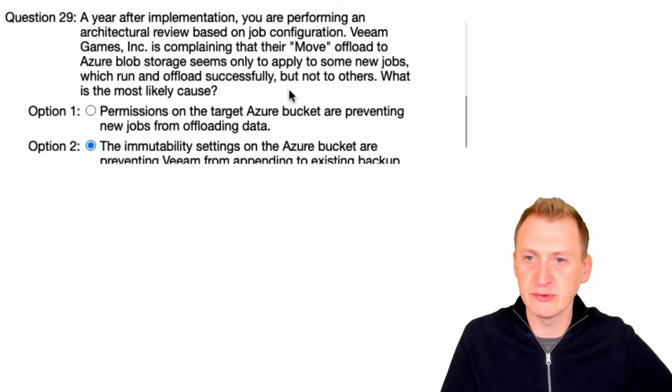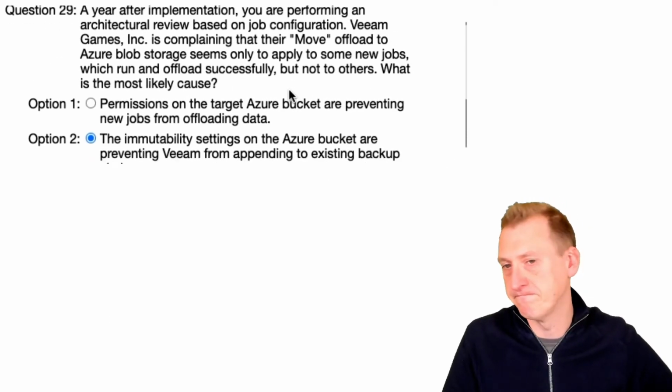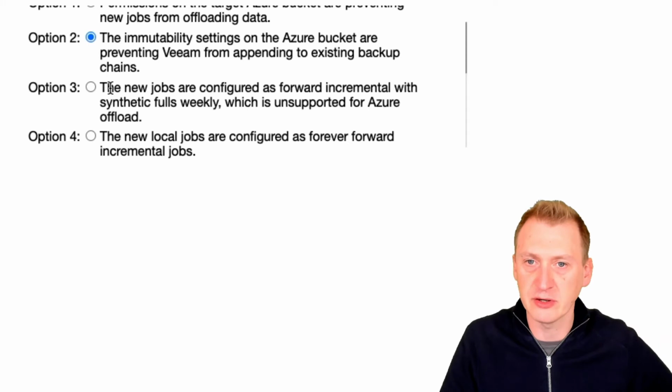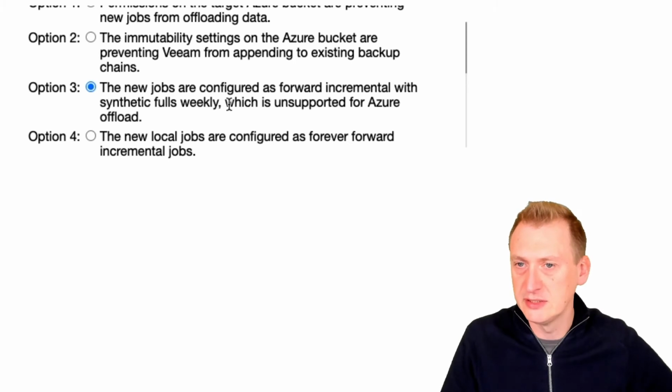Well, here we're doing move. So we're not making changes to anything. We're just moving files out. So that's not going to be it. New jobs are configured as forward incremental with synthetic fulls weekly, which is unsupported. Why would that be unsupported?